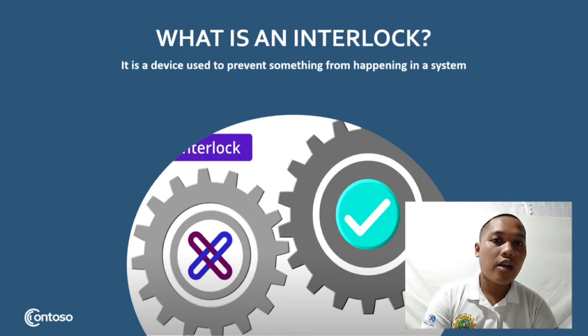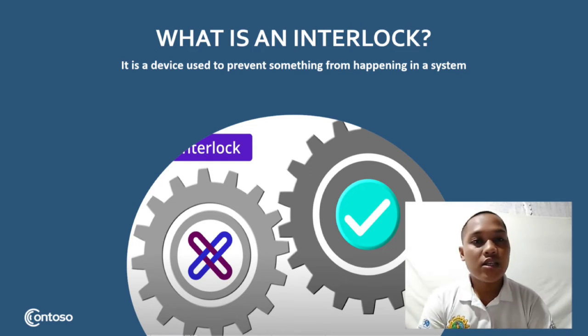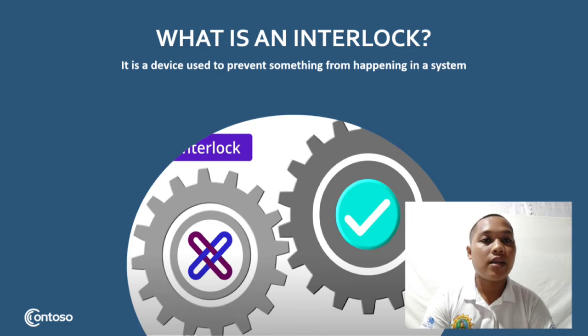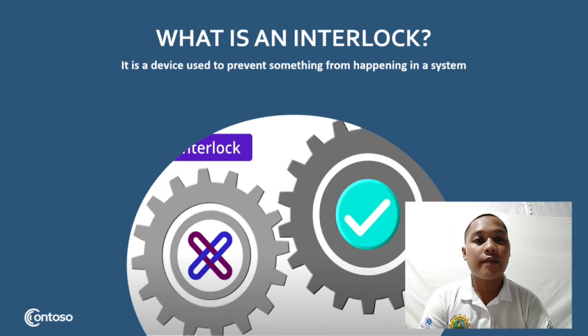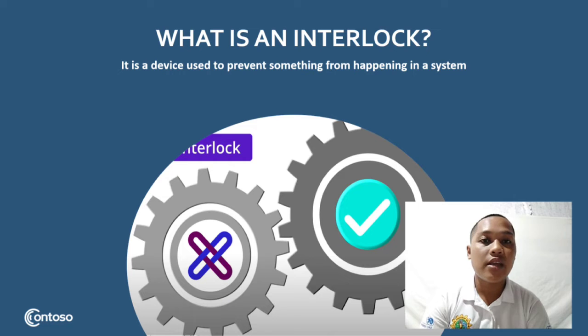So, what is an interlock? It is a device used to prevent something from happening in the system. An example is hitting the brake pedal or clutch of a car before shifting to another gear. Hitting the brakes prevents the car from moving forward immediately after shifting to the drive gear.